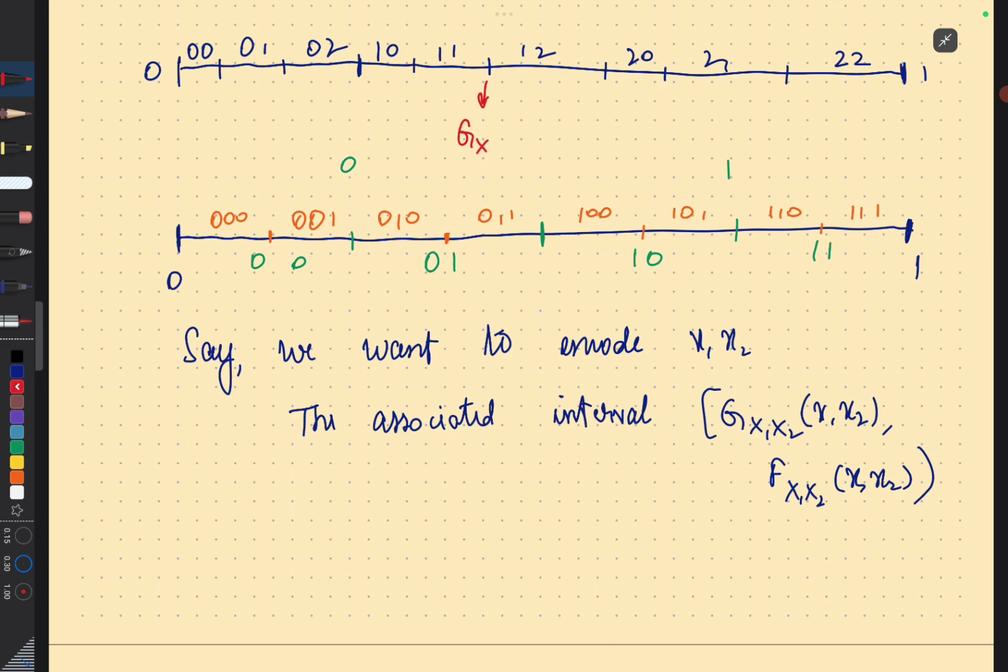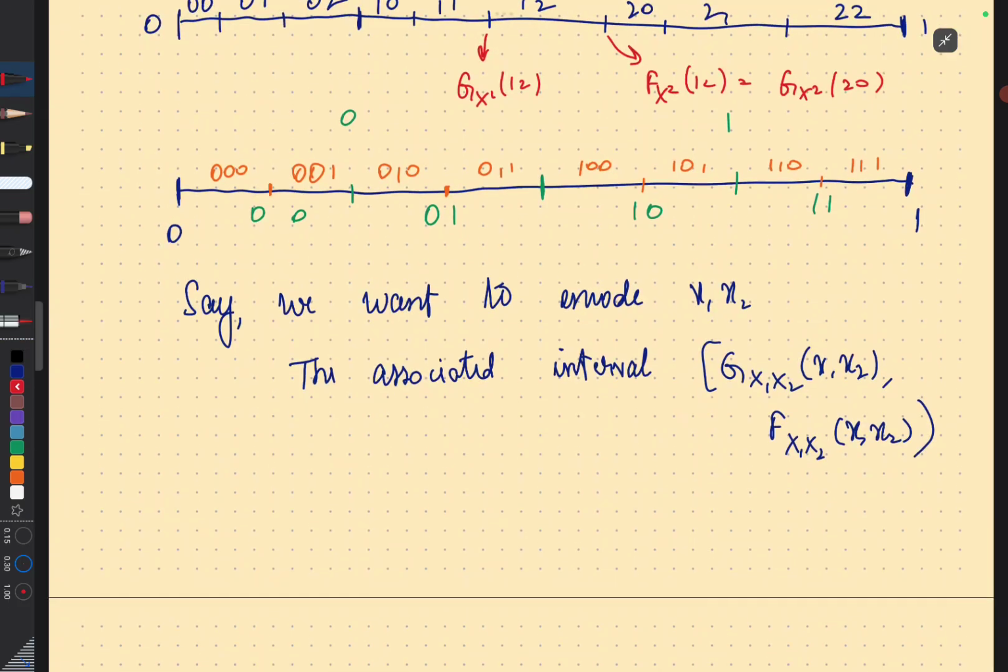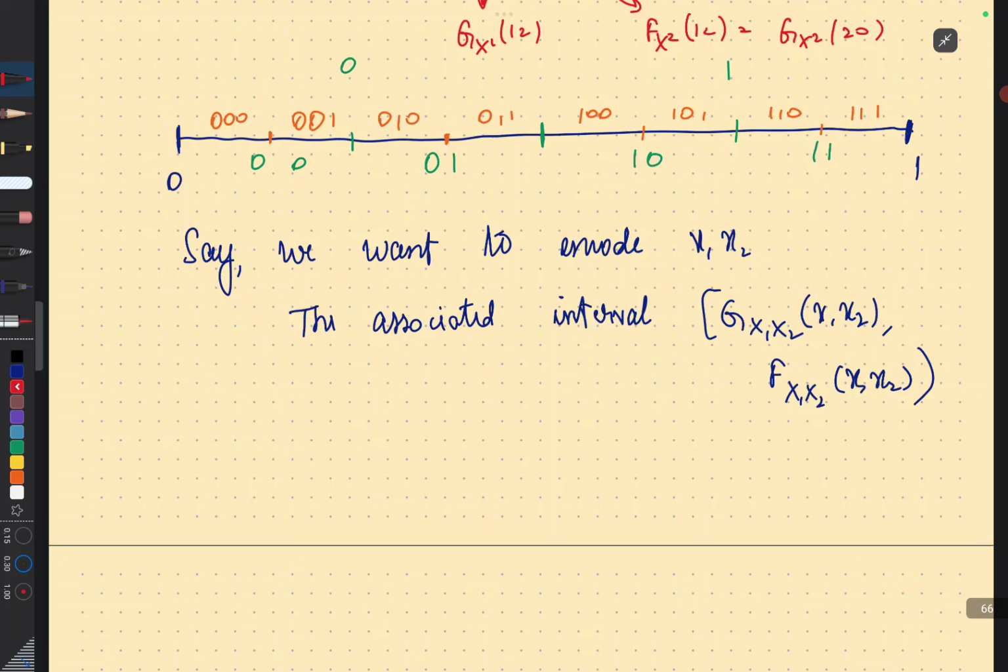The left end of the interval is g of 1, 2, and the right end of the interval is f of 1, 2, which is also equal to g of 2, 0. The midpoint is f bar. So the left end is g, the right end is the CDF, and f bar is the midpoint between these two. So corresponding to each sequence of symbols, I have an associated interval. The encoding process that I will consider, which is not exactly the Shannon-Fano-Elias encoding, but something slightly different, is the following.